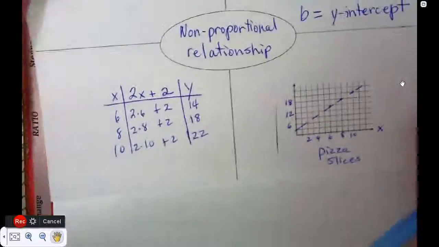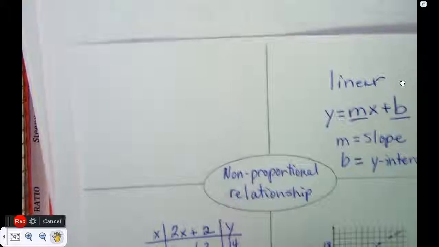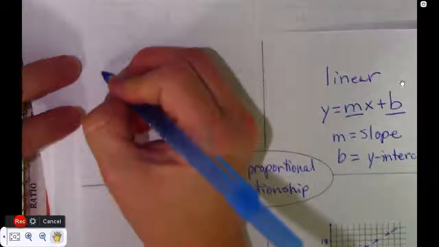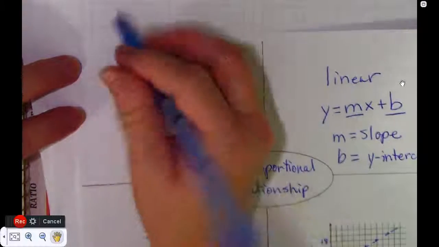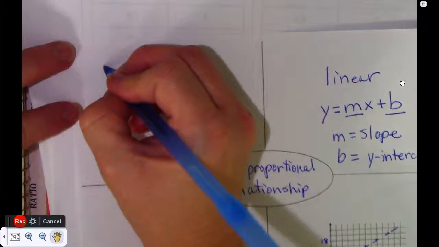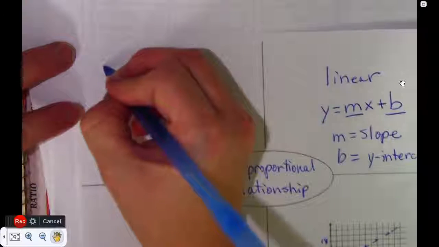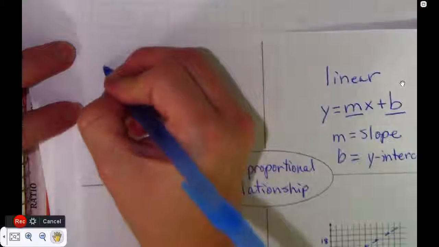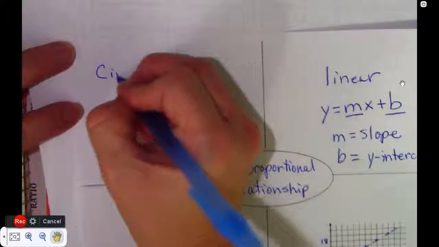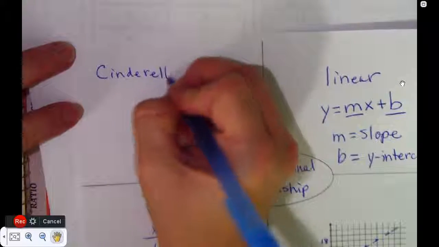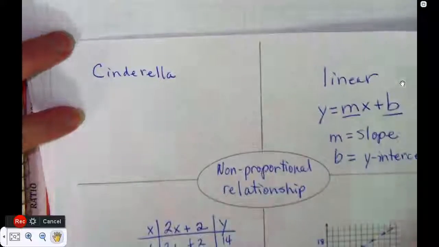Okay, so now let's do a scenario. Who's buying pizza? Alicia. Let's see that easier number. Oh, no. Y'all do Cinderella. She deserves it. She cleaned the whole house.